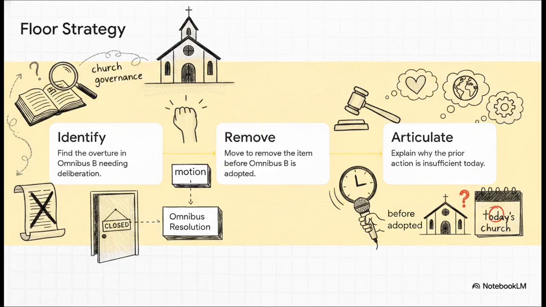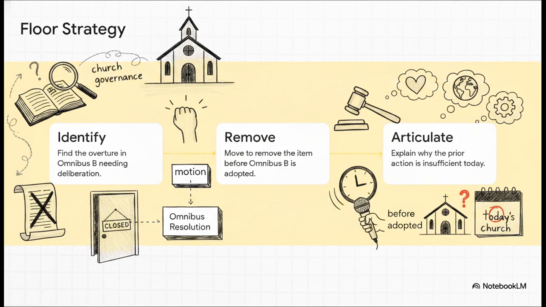Step 1. Identify the overture in Omnibus B that requires fresh deliberation based on your workbook reading. Step 2. Move to remove that specific item from Omnibus B before the Omnibus resolution itself is adopted. Once it's adopted, the door is locked for 3 years.